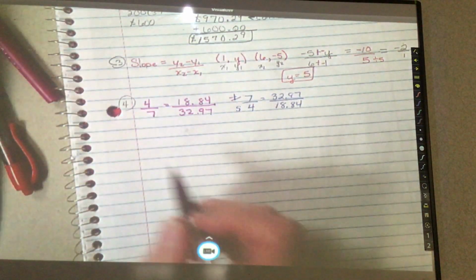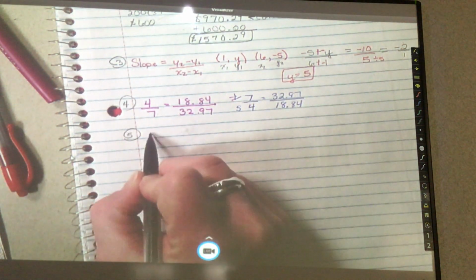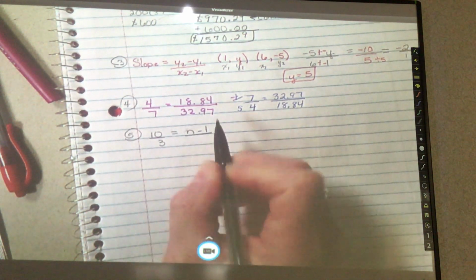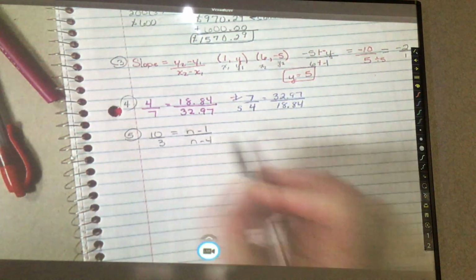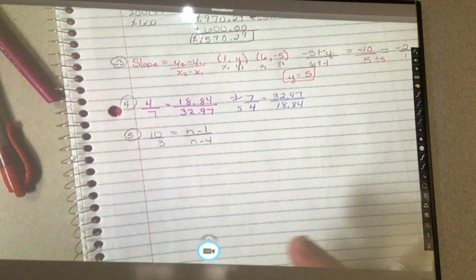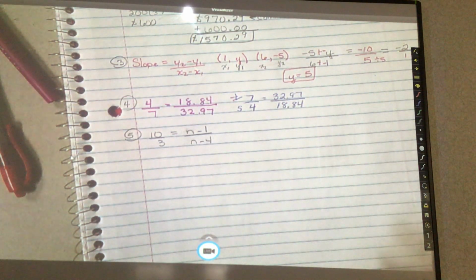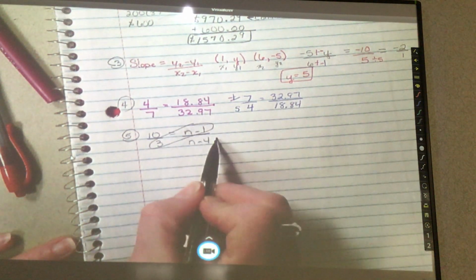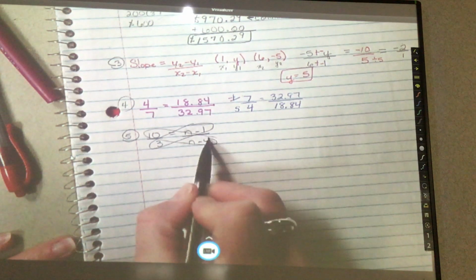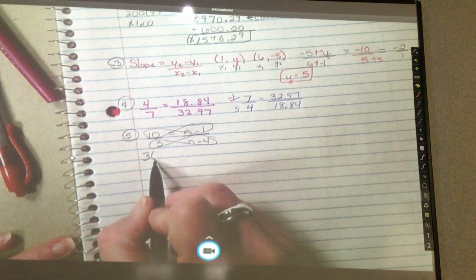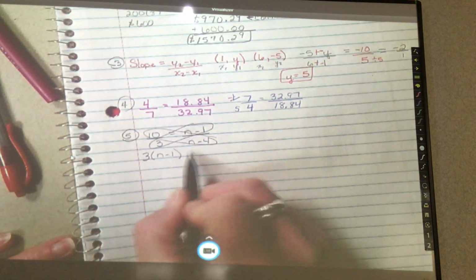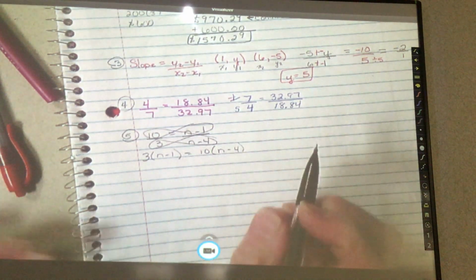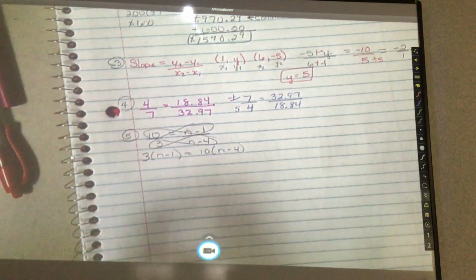Five, 10 over 3 equals n minus 1 over n minus 4. How do I solve? Guys, how do I solve? Cross multiplication, and we're going to start saying cross product, because that is what you'll see in your book. So I got 3 times the quantity n minus 1 equals 10 times the quantity n minus 4. What property do I do first?